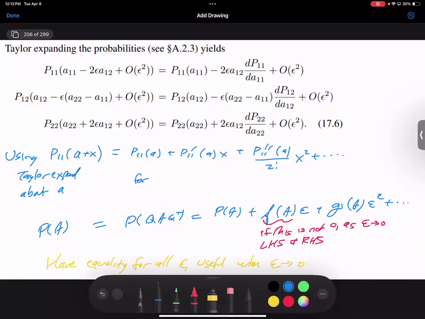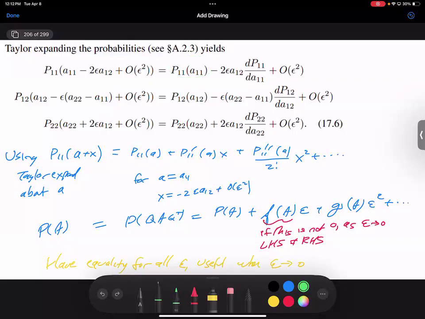So for us, what does A equal if we're doing the 1, 1 term? A equals A 1, 1. And for us, what does X equal? So minus twice epsilon A 1, 2 plus order epsilon squared. And so if you look, let's do it in green. Here's the P(A11), and here is the P(A11), exactly as we would expect.